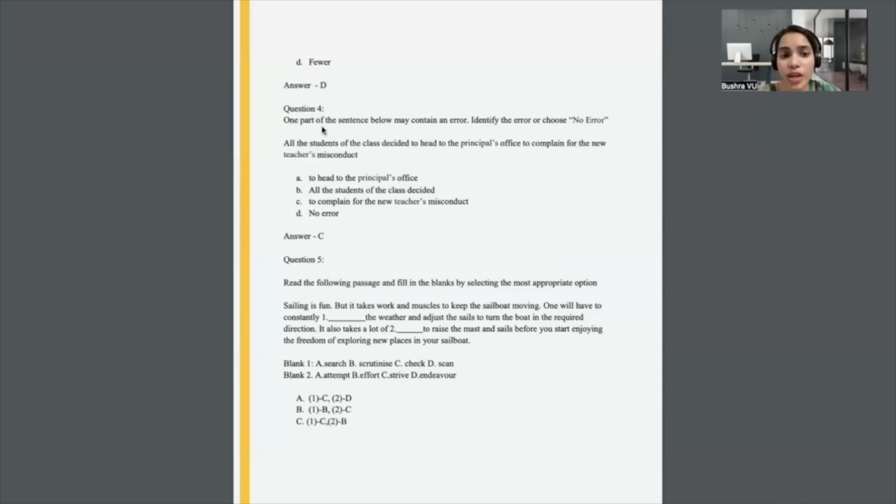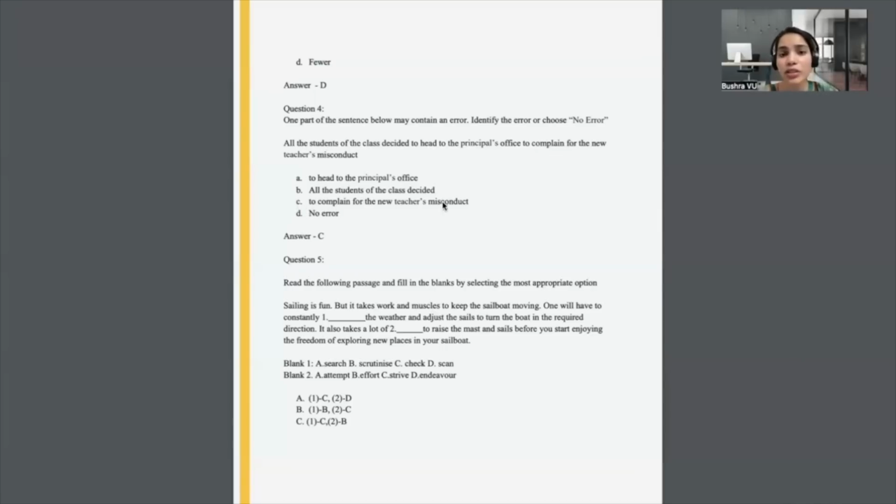Question number 4. One part of the sentence below may contain an error. Identify the error. All the students of the class decided to head to the principal's office to complain for the new teacher's misconduct. Complain for the new teacher's misconduct. See, technically, this is actually a wrong question, right? Here, it should have been about the new teacher's misconduct, right? But then since there's no option here, I think that's why the correct answer selected is C.